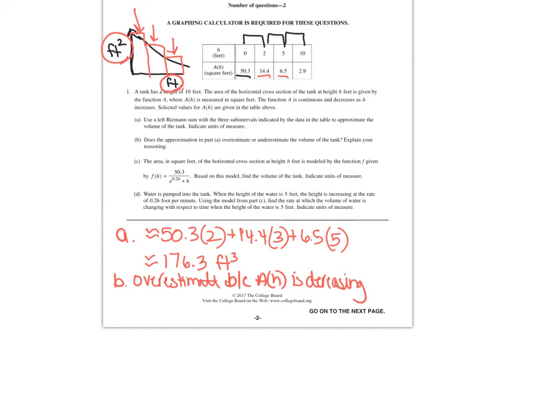So A of H is decreasing as H increases, and a left Riemann sum was used.